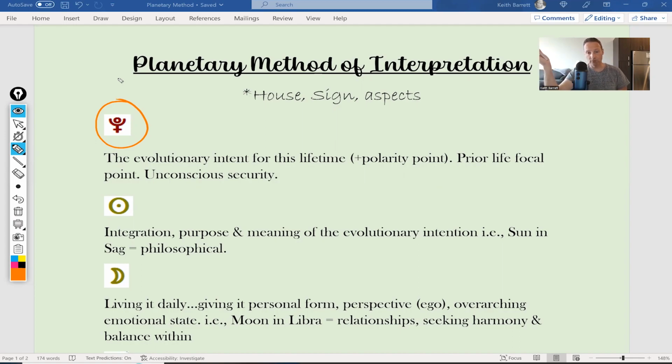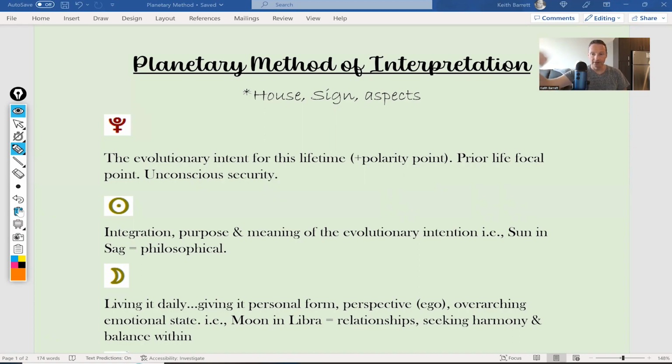What house is it in? What sign is it in? What is the polarity house? What planets are in that? What sign is on the cusp of the polarity house? That'll give you the evolutionary intent for this lifetime. Where do I want to expand, grow, evolve, and become empowered? Right. So we start there.